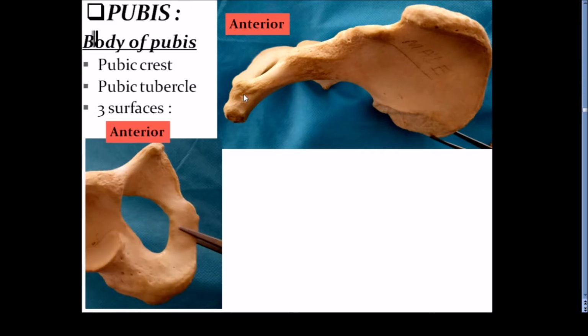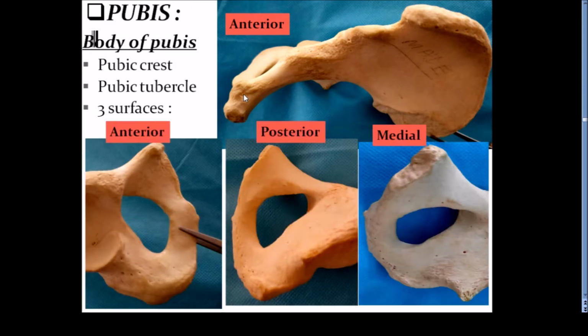Now the 3 surfaces: anterior surface, posterior surface, and medial surface. The anterior surface of the body of the pubis goes downward, forward, and slightly lateral. The posterior surface is also known as the pelvic surface. It is smooth and directed upward and backward, and it forms the anterior wall of the true pelvis.